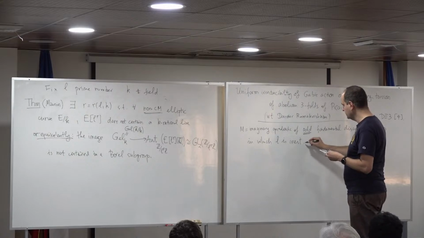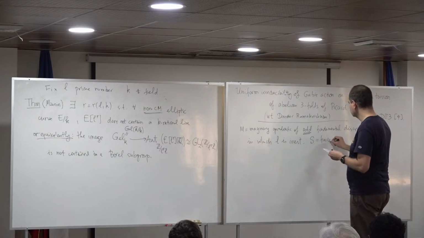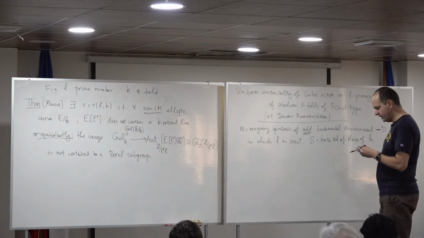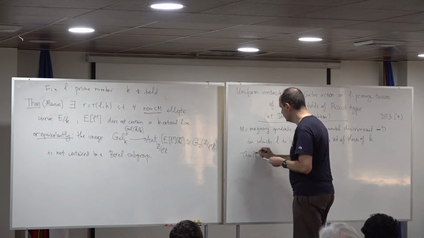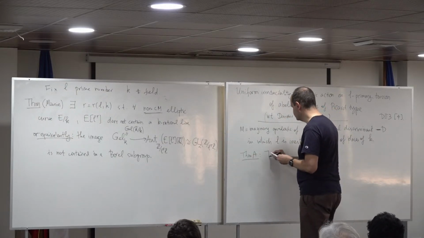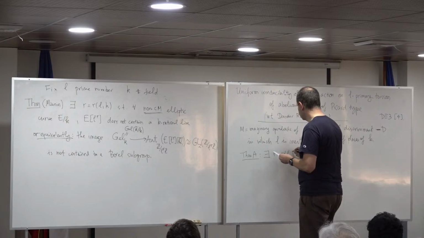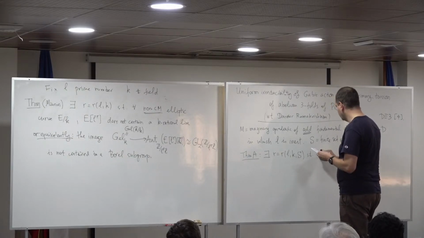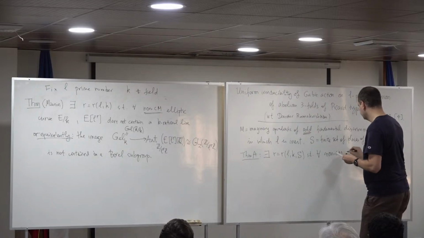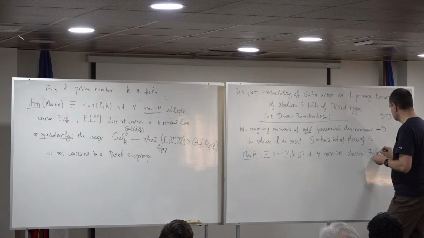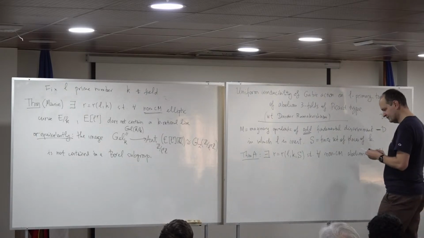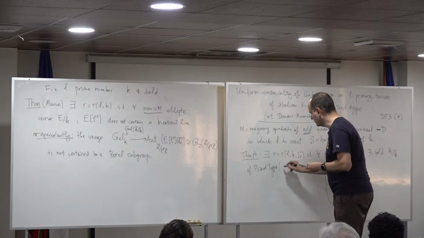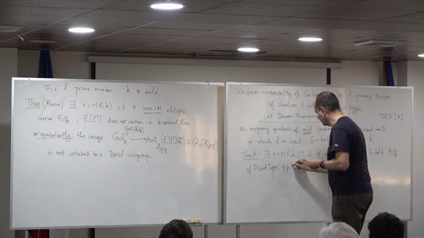So this is the interesting case, and you fix S to be a finite set of places of K. Theorem A is the following: there exists R, which only depends on L, K, and S, such that for any non-CM abelian threefold A over K of Picard type, and Picard type means principal polarization and O_M action.